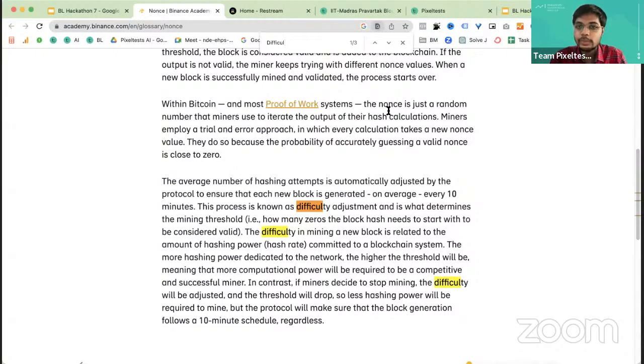So the miners employ a trial and error approach. Even the professor says there is no systematic approach there. It's going to be trial and error. Many people can use different approaches to do that, in which every calculation takes a new nonce value. They do so because the probability of accurately guessing a valid nonce is close to 0. It's very, very small. So for that reason, they try to keep it random.